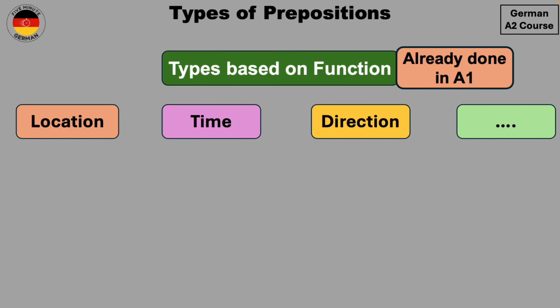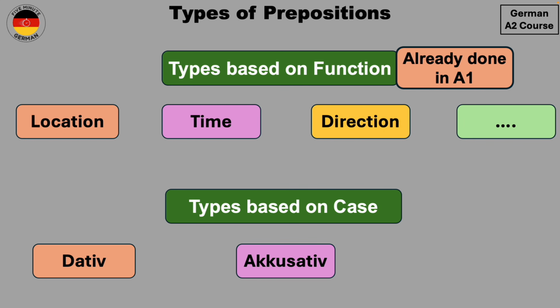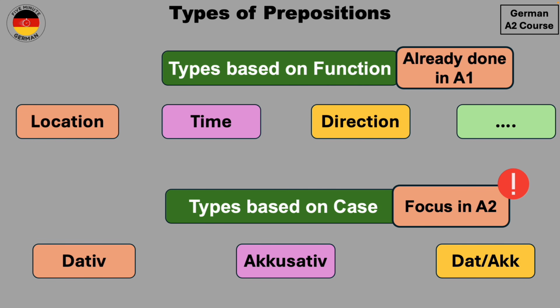Now there is another way we can categorize the prepositions, and that is the types based on case. So in this categorization, the prepositions can be dative prepositions, accusative prepositions, or a preposition can be dative as well as accusative depending on which situation it is used in. And this will be the focus in A2 because it is simpler to categorize the prepositions on the basis of case, as it will help you understand which type of article to use with these prepositions.